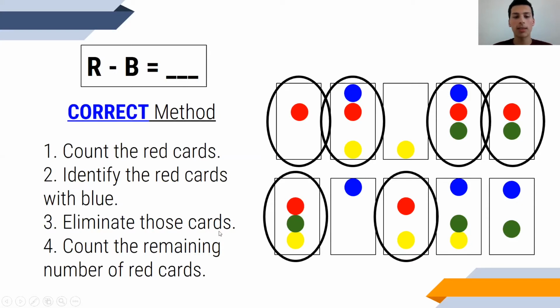Then step 3 says eliminate those cards, so now we're going to cross them off. And then step 4 is count the remaining number of red cards. We see 1, 2, 3, 4 red cards that are left. So the answer here is 4. What we've done is we've taken the red cards and removed the blue cards from the red cards, and then we've kept the red cards.